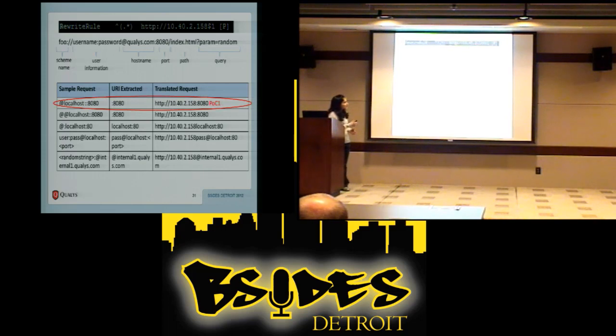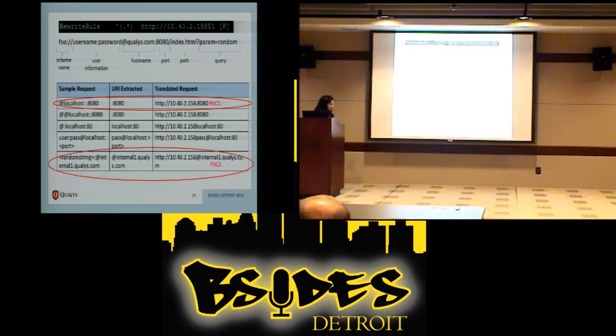Okay. So this is the very first one. Our request of @localhost colon 8080 resulted in the URI of HTTP 10.40.2.158 with 8080. Now remember, from the outside world, all you're doing is trying to access @localhost 8080. But because it went through the entire reverse proxy translation, the translated request let you access port 8080 on this particular page, right?